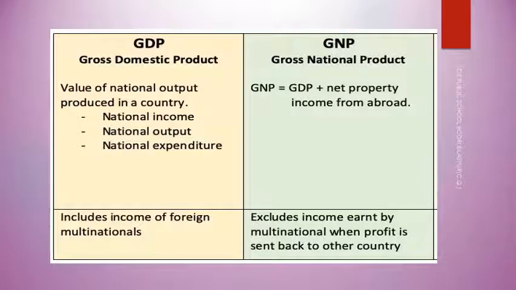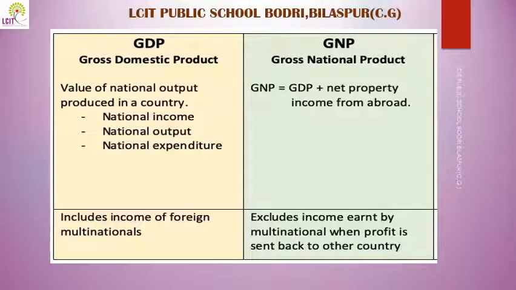To better understand the domestic and national product, you can refer to this diagram. In case of domestic product, it includes everything: national income, national output, national expenditure, and it also includes income of foreign multinationals, foreign people who are living in India and earning. Their income is also included in GDP. While in gross national product, it excludes income earned by multinationals. It only includes factor income. See, factor income is all added. In GDP, every income is added. All the incomes are added.